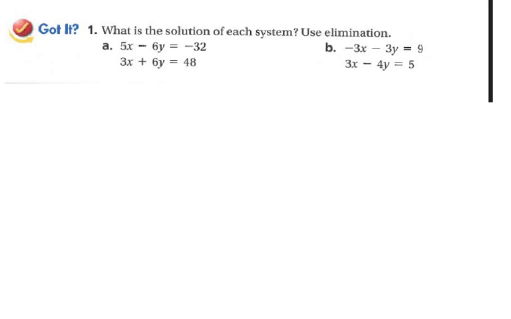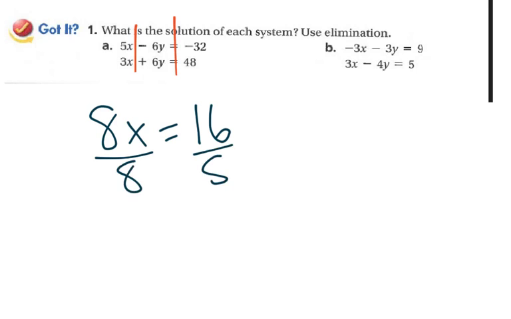Okay, so let's go ahead and just work these out too. And you should go ahead and work them out and then play the video and see whether you got them right or wrong. If we add these two equations together, we're going to get 8x equals 16, which would mean that x is 2. So we know what one of them is already.